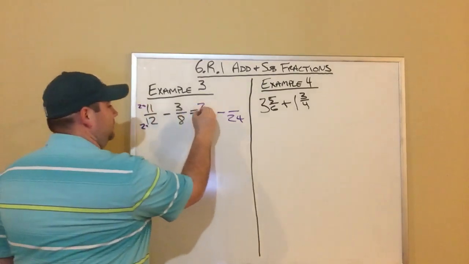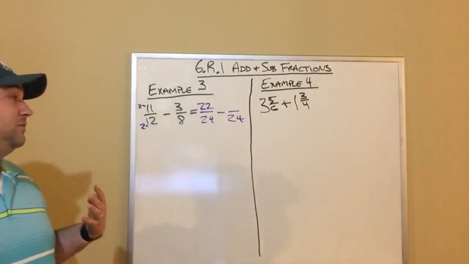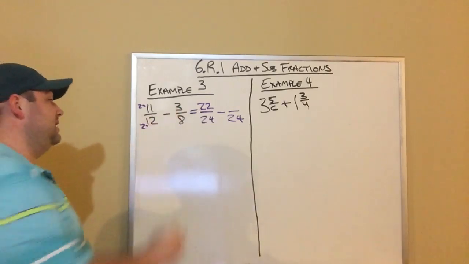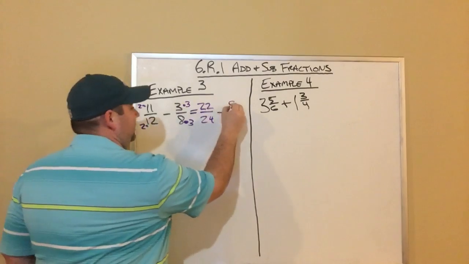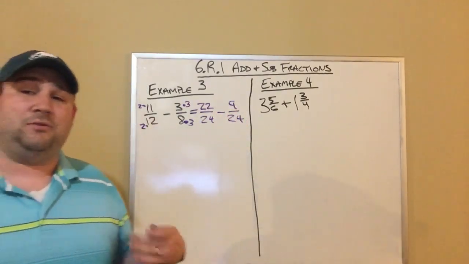2 times 11, 22. So that's 22/24. Then I'm going to do the same thing with 3/8. 8 times 3 is 24. So up here I'm going to do 3 times 3, and I'm going to get 9. So now I've got 22/24 minus 9/24.